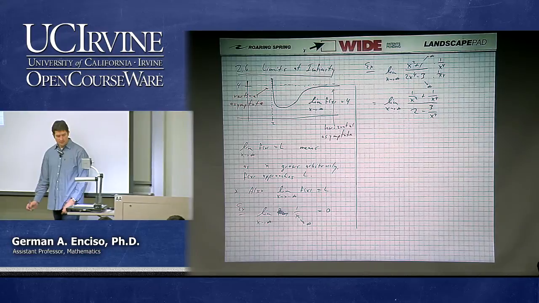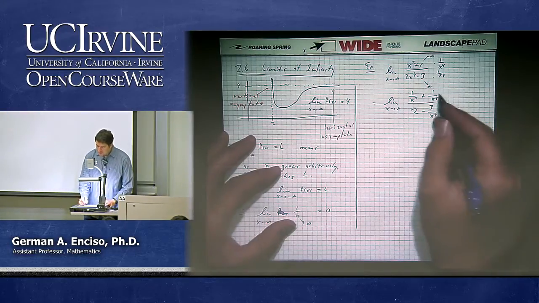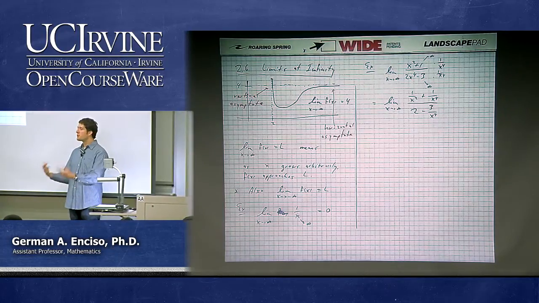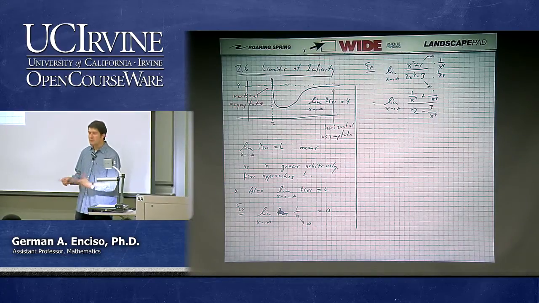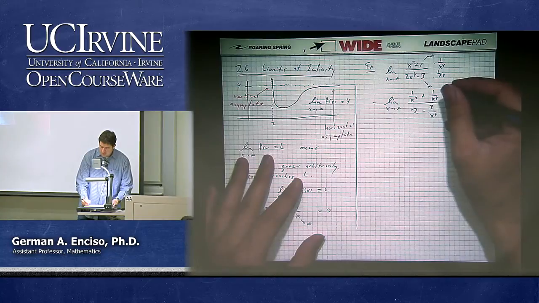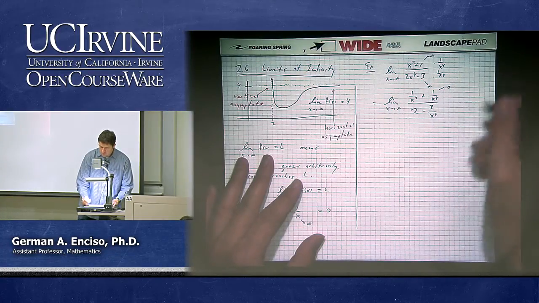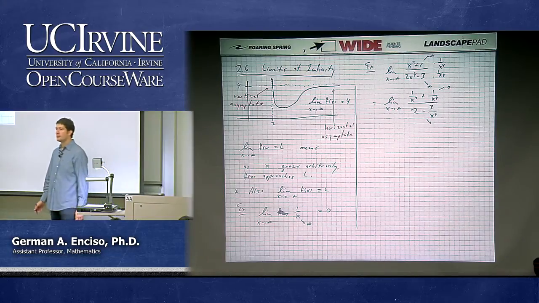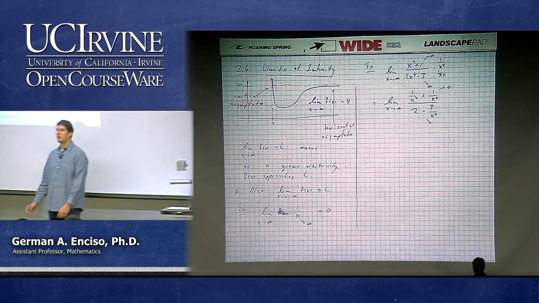Now let's try this again. The thing on the top goes to what? The thing on the top goes to 0, because as x becomes larger and larger, 1 over x squared and 1 over x to the 4th become smaller and smaller and smaller. So the thing on the top goes overall to 0, and the whole thing in the bottom overall goes to what? To 2, that's right.